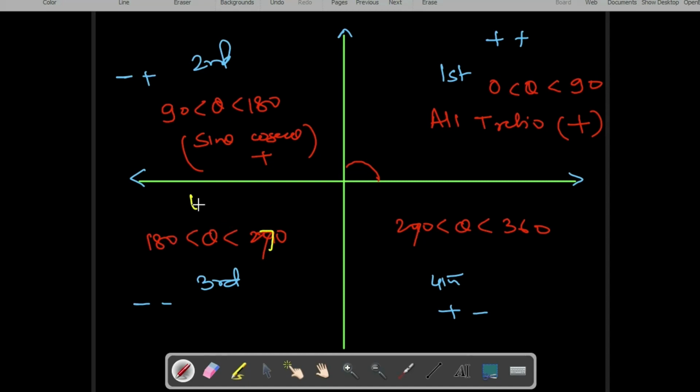Okay, so in that scenario tan theta and cot theta are positive, rest all the trigonometric ratios are negative. In the fourth quadrant, where the angle is in between 270 to 360, cos theta and sec theta are positive, rest all the trigonometric ratios are negative. So this way, quadrant-wise, we can identify in which quadrant the trigonometric ratios are positive, in which quadrant the trigonometric ratios are negative.